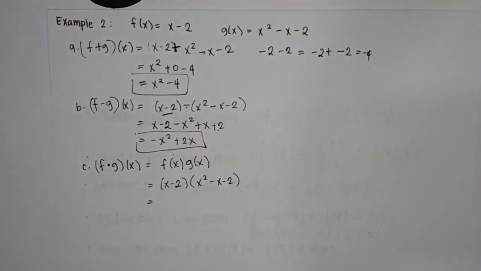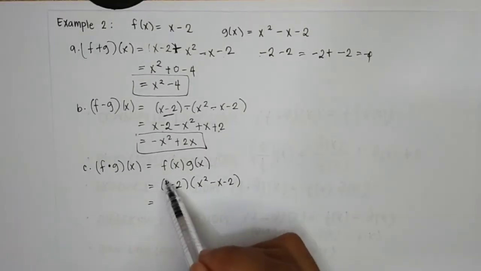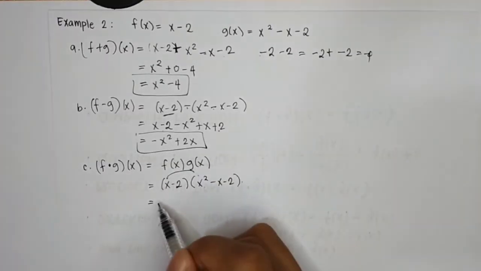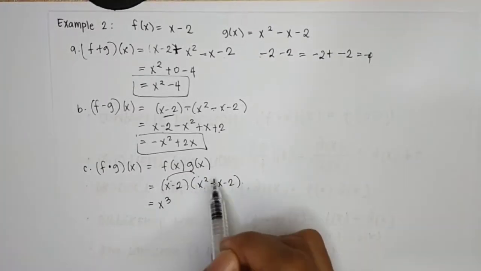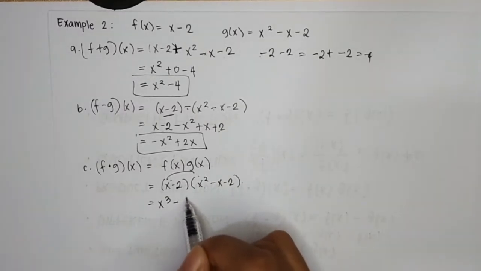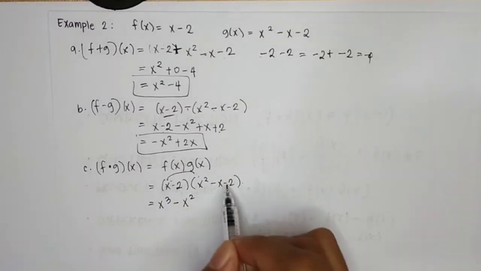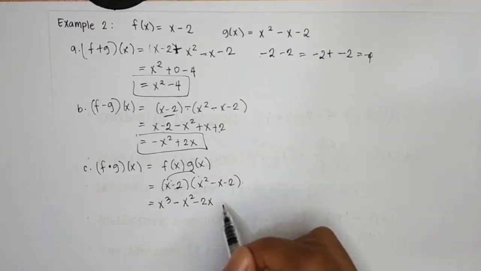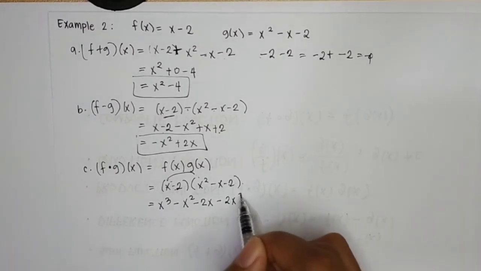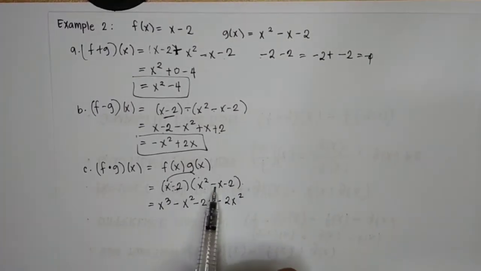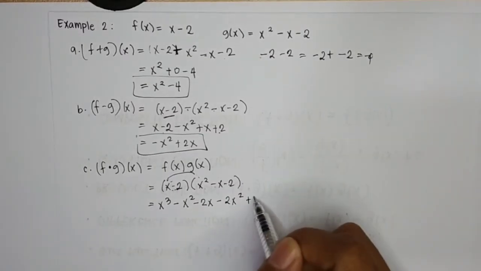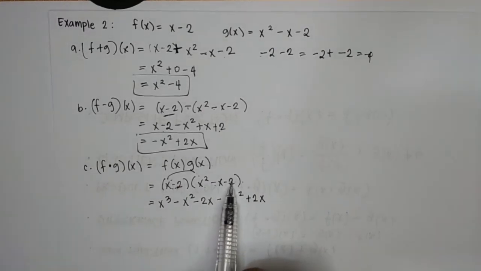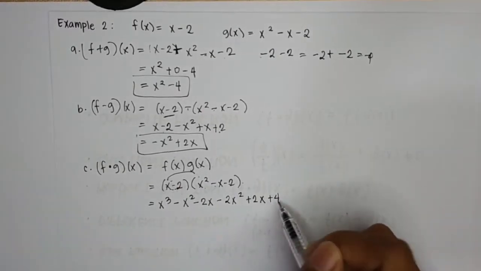Okay. Let's do this as distribution. So first term muna tayo, then distribute natin dito. We have x times x squared. So x times x squared, this will be x cubed. X times x, we have negative x squared. Then we have x times negative 2, that is negative 2x. Then negative 2 times x squared, that is negative 2x squared. Then we have negative 2 times negative x, that is positive 2x. Then negative 2 times negative 2, that is positive 4.